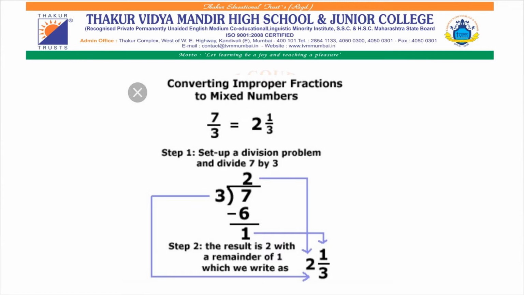How to check whether your answer is correct or not? See, the denominator will be multiplied with the integer. What is the denominator given? 3. The integer is what? 2. So 3 into 2, what will you get? 6. To that answer, you are going to add the numerator. Add 1 to the 6. So 6 plus 1, you will get 7. So your answer is 7 upon 3. It means you have converted it properly. We will move ahead now.